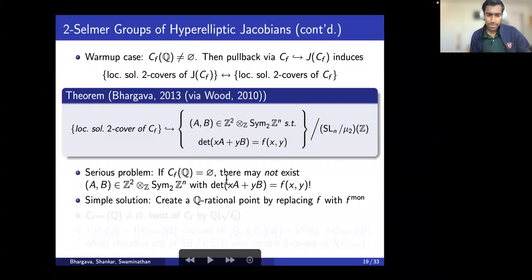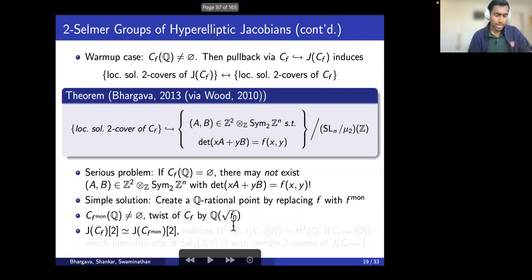So for that very serious looking problem, we have quite a silly solution. We just manufacture a rational point. By taking the binary form f, we replace it with the monicization f_mon. So the curve C_f_mon is a monic hyperelliptic curve. Therefore, it has a rational point. And it's just a twist of C_f by the at most quadratic extension Q adjoin the square root of f_0.